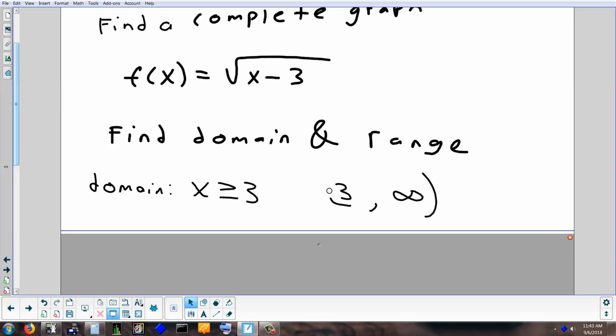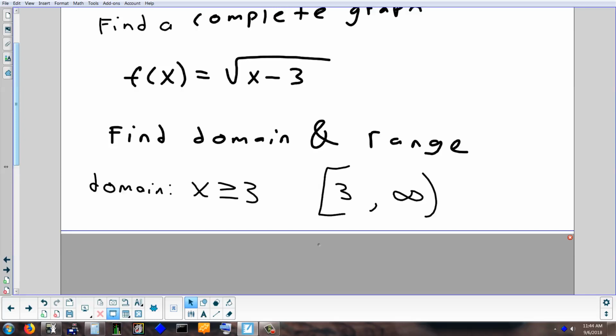And if I did something like this, that would mean every number from 3, not including 3. So every number from like 3.0000001 up to infinity. But I can use 3 here. That's no problem. So I'm going to include 3 and up.